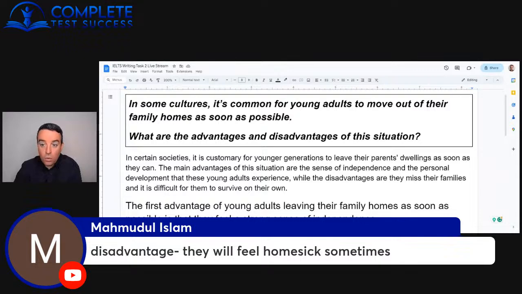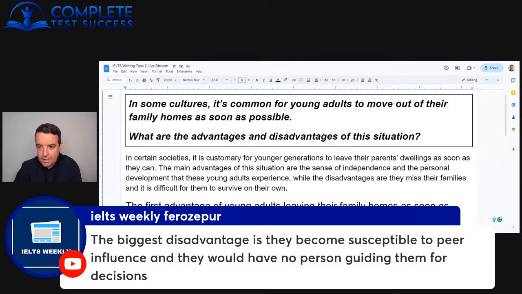Disadvantages, they will feel homesick sometimes. Yep, definitely. We had that already. The biggest disadvantage is they become susceptible to peer influence and they would have no person guiding them for decisions. Okay, good.